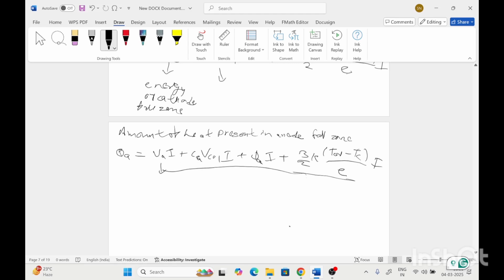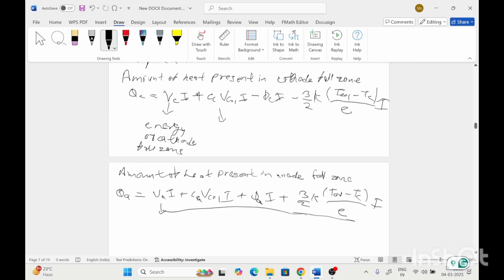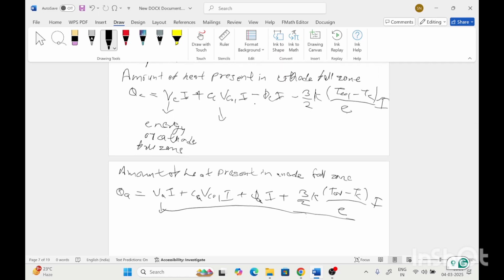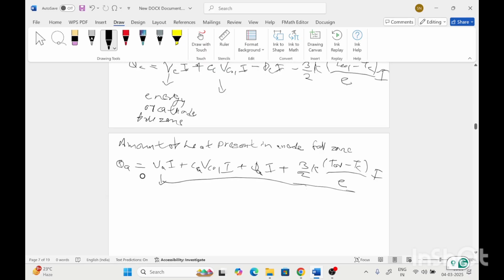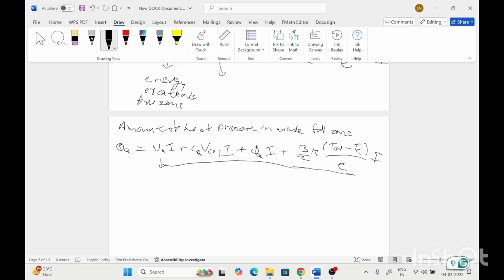While if we see that the amount of heat present in the cathode pole zone, it has negative terms. So from the equation only we can assume that the heat available at the anode pole zone is higher than the cathode pole zone. So as QA is greater than QC, the temperature of the anode will also be greater than the cathode.